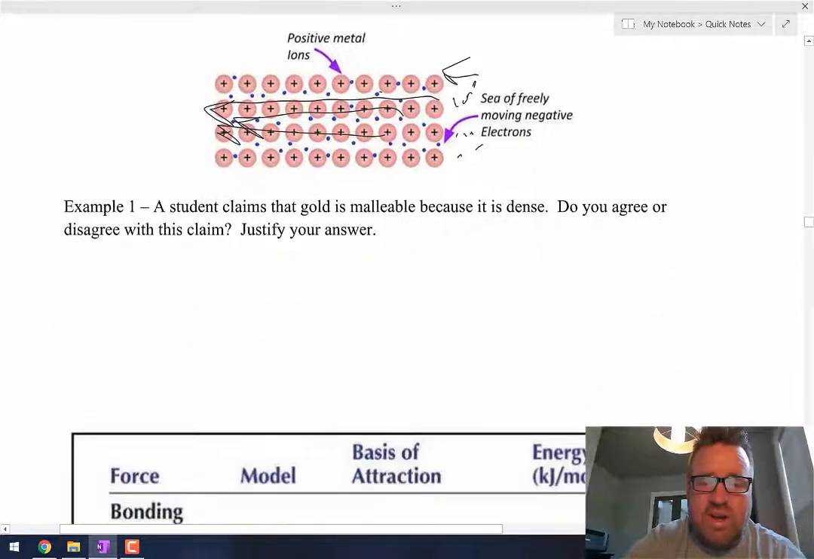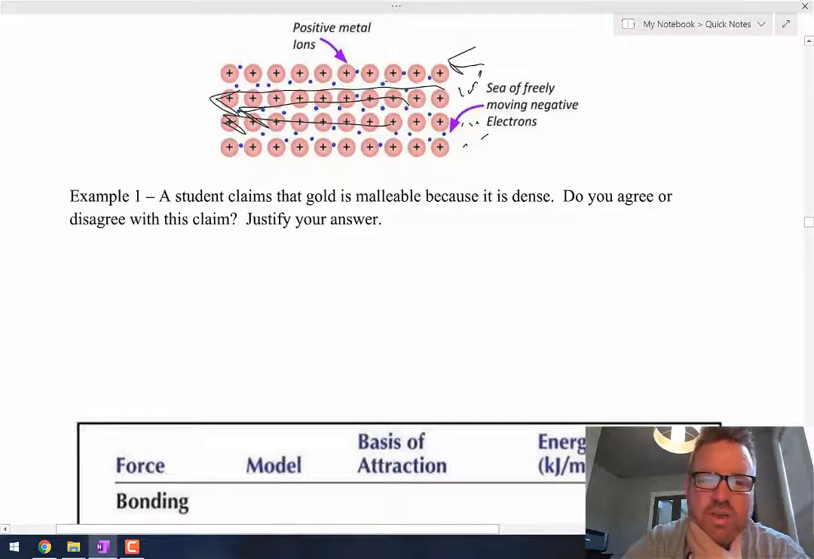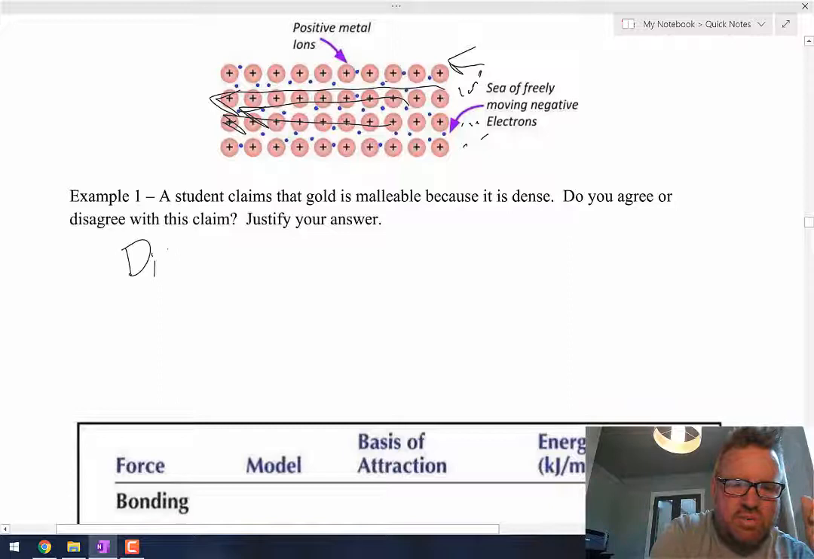So this is a real AP question here. A student claims that gold is malleable because it is dense. Do you agree or disagree with this claim? Well, it is true that gold is malleable. Okay, but is it because it's dense? Did we just mention density at all? Of course not, we didn't. So of course we're going to disagree with that claim.